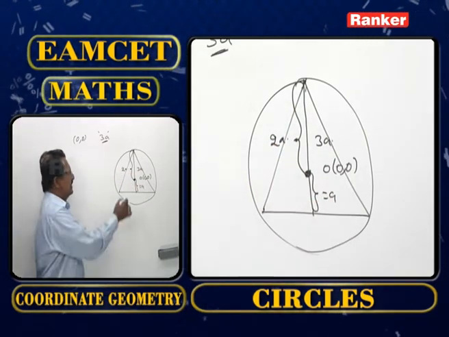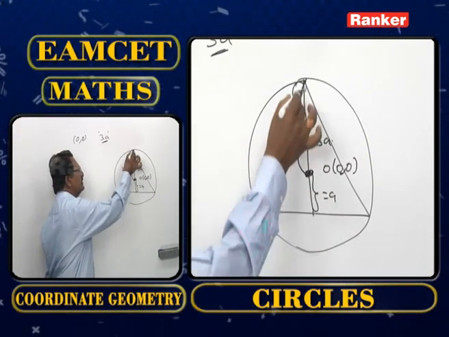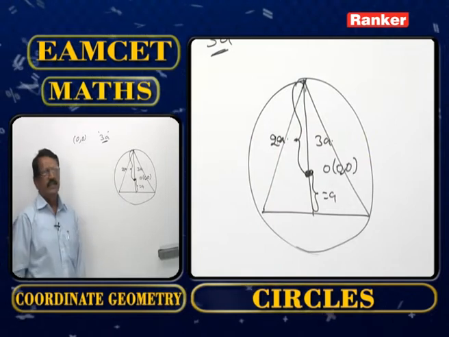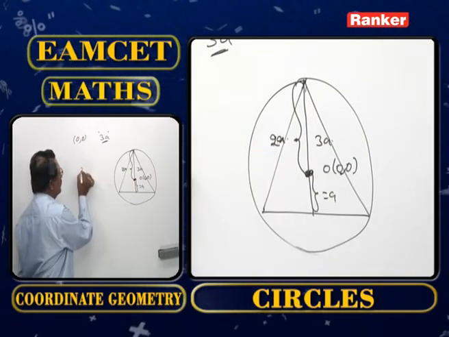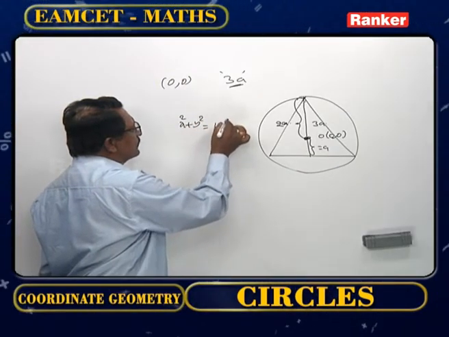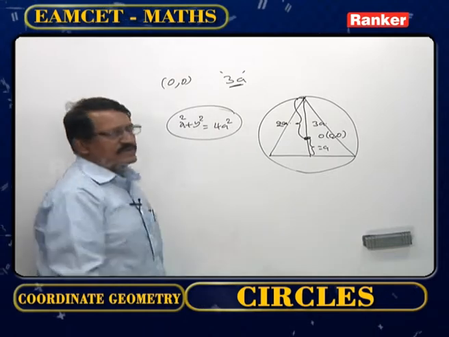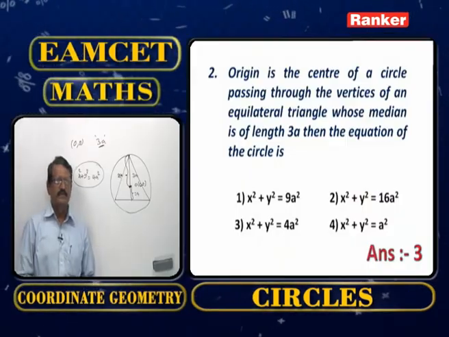Now here the center of the circle is the origin and the radius equals 2a. Then the equation of the circle with center (0, 0) and radius 2a is x square plus y square equals 4a square. Now the third option is correct.